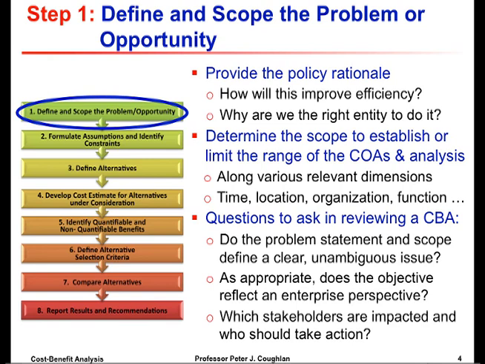Is the objective, are we looking at measuring this from an enterprise perspective? The goal and the directive from the Army is to look at it from an Army enterprise perspective. Are you looking narrowly at the benefits or the impact on a particular command or organization or entity within the Army, or are you looking overall at the entire Army enterprise perspective? And then, of course, which stakeholders are impacted and who should take action? Who's affected by this, and who's the right person? What's the right level? What's the right organization to address the problem or opportunity?